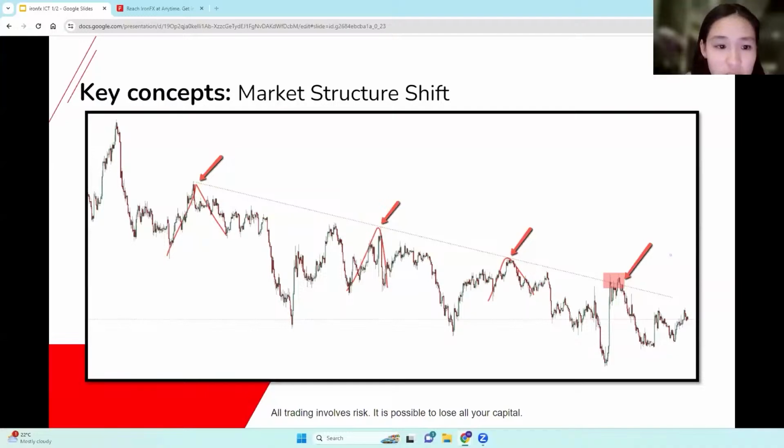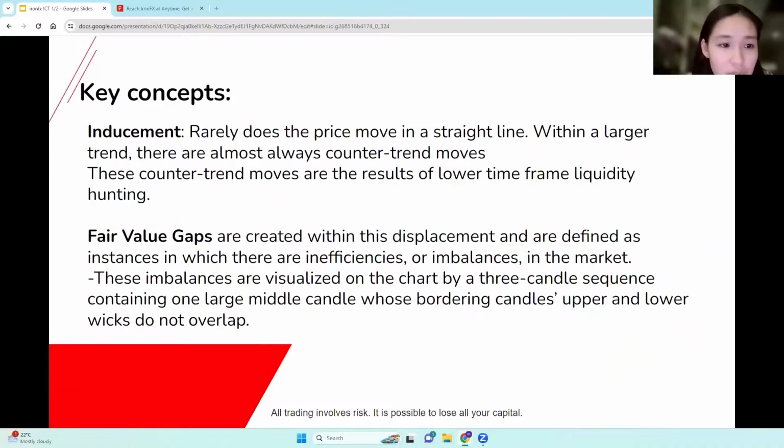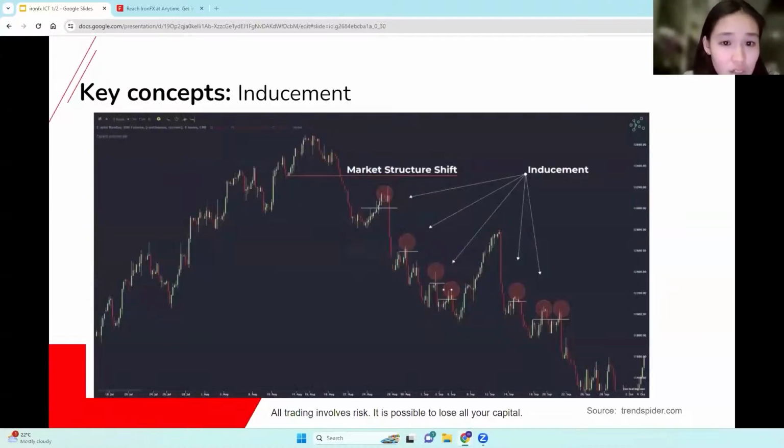Okay. So the next key concept we're looking at is the inducement. So rarely does the price move in a straight line. So within a larger trend, there are almost always counter-trend moves. These counter-trend moves are the results of lower time frame liquidity hunting. So let me show you an example.